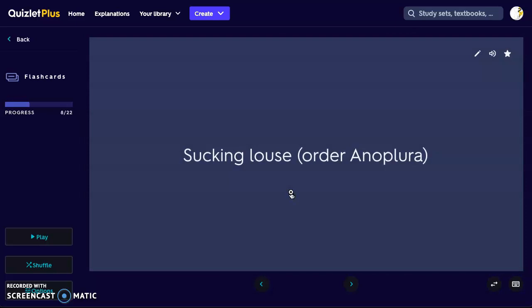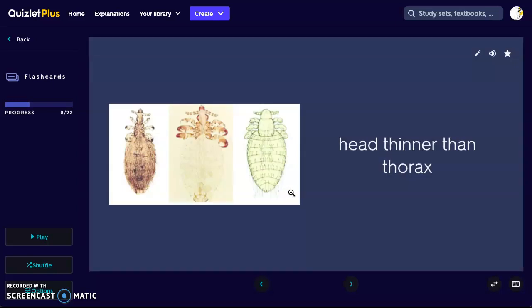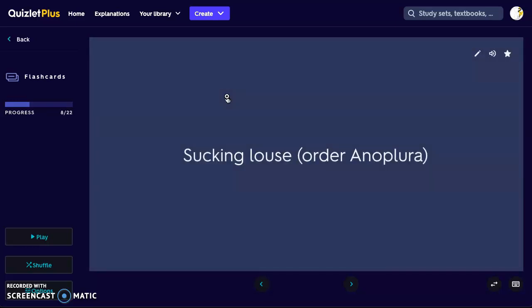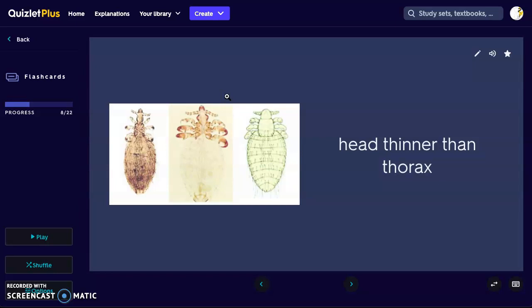Next, we have our sucking louse. So these are the order Anoplura is what we're going to be looking at. So what do we notice is different with these? Their head is thinner than their thorax. So if you want to think about a sucking louse, it's going to get in there. It needs to be able to suck on their host. And so we can think about that as their head needing to be tinier to be able to get there. So that might be a way that you can remember those. So again, your sucking louse or order Anoplura, your head is thinner than your thorax.